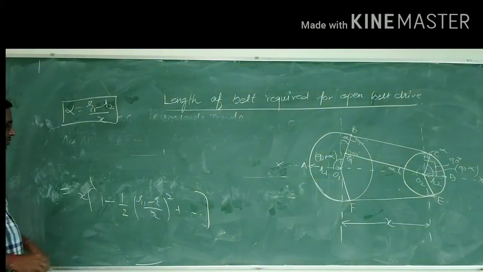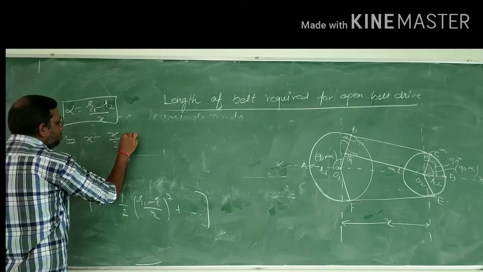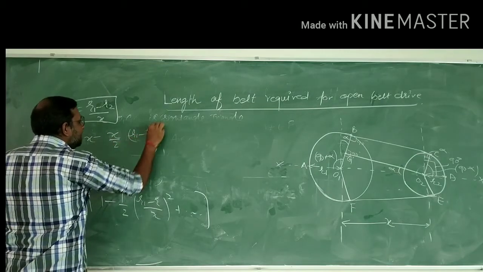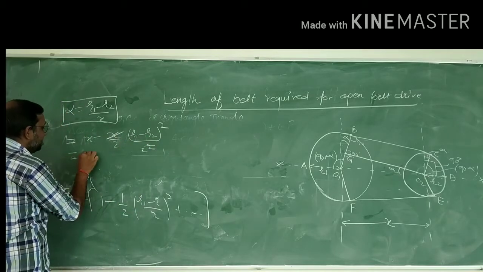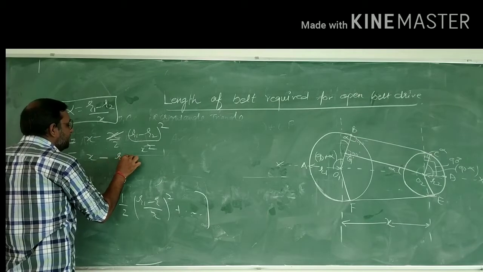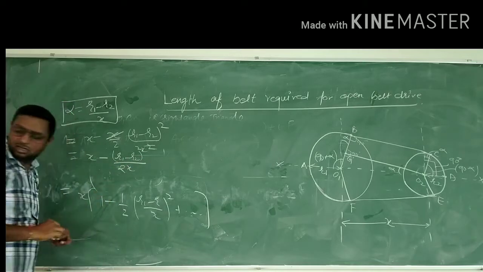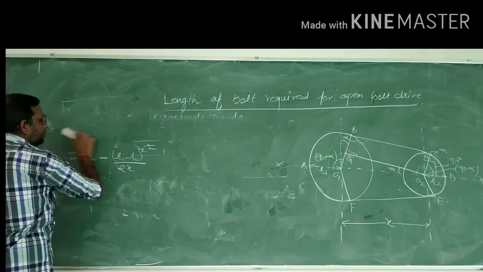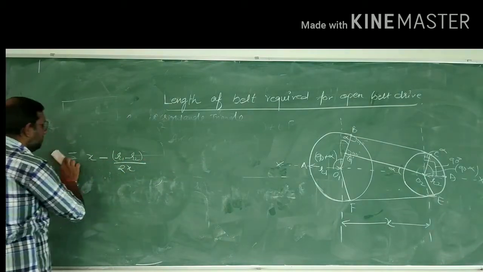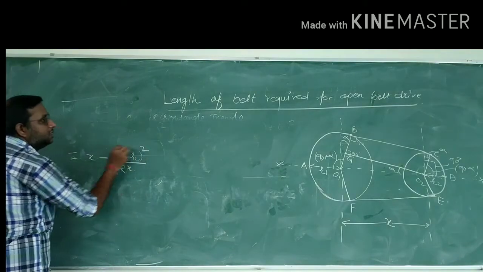Okay. Multiplying X with the term inside the bracket, we will have X minus X by 2 times R1 minus R2 square divided by X square. We will cancel out each other. So what we are having? X minus R1 minus R2 square divided by 2X. So this is the term that we have after solving the binomial equation. So this is the value of the length BC.